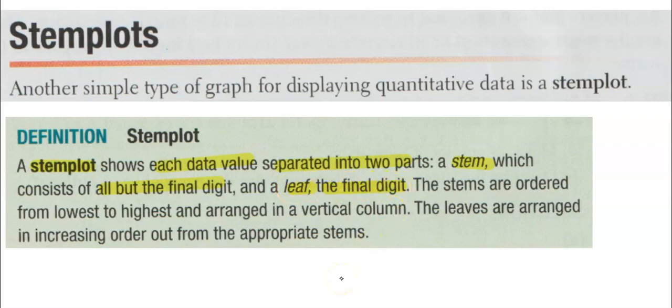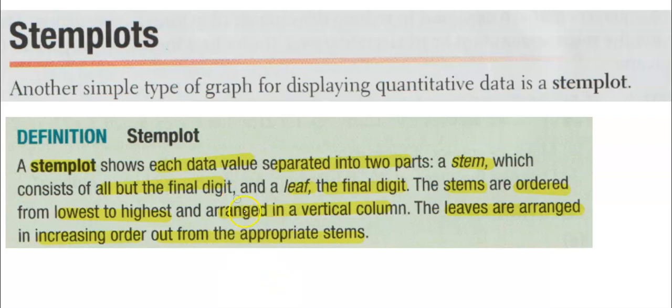So the leaf has one digit and the stem can have multiple digits. The stems are ordered from lowest to highest and arranged in a vertical column. The leaves are arranged in increasing order out from the appropriate stems.